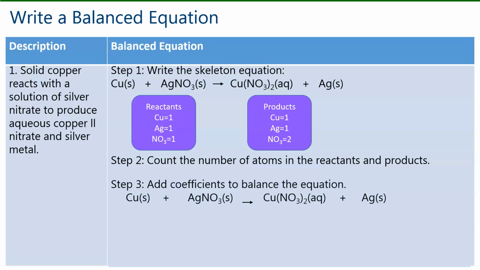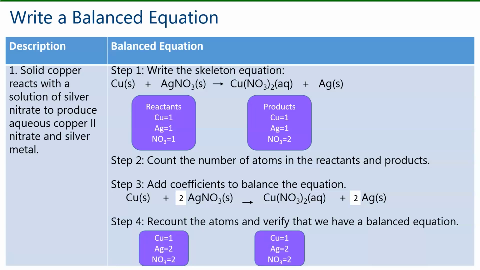Our third step is to add coefficients to balance the equation. So I'm going to put a 2 in front of the silver nitrate and a 2 in front of silver, and then I'll recheck to see if it's balanced. So step 4 is to recount the atoms and verify we have a balanced equation. I have 1 copper on both sides, 2 silver on both sides, and 2 nitrate ions on both sides. So I have a balanced equation. Let's go on to the next one.